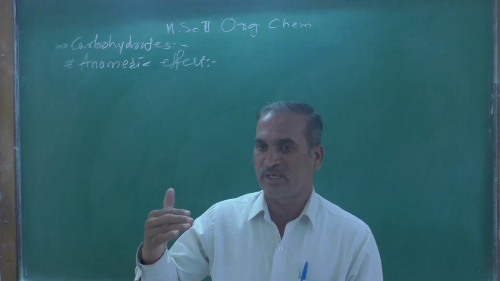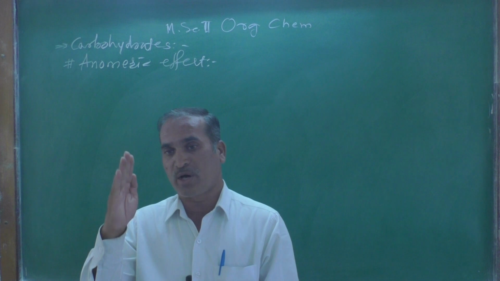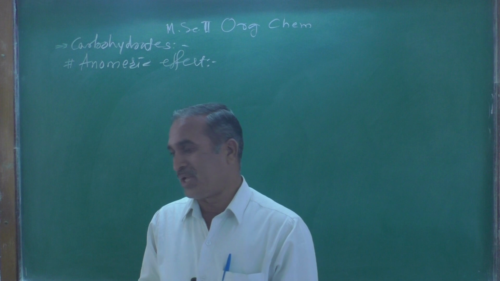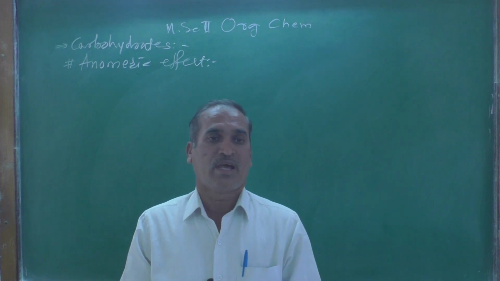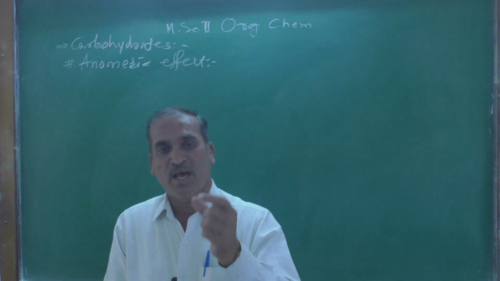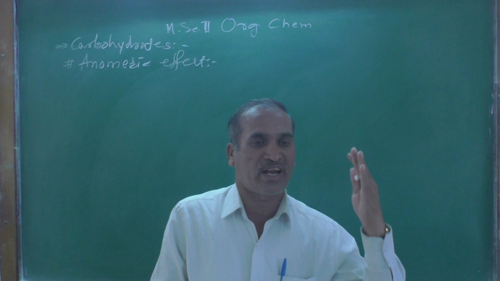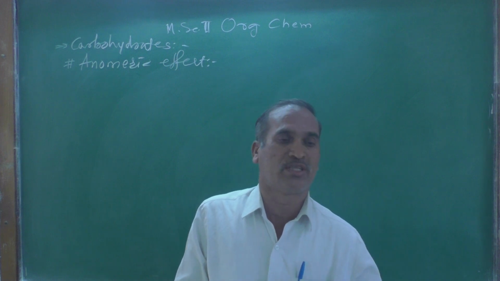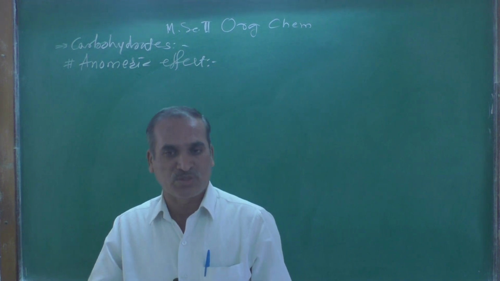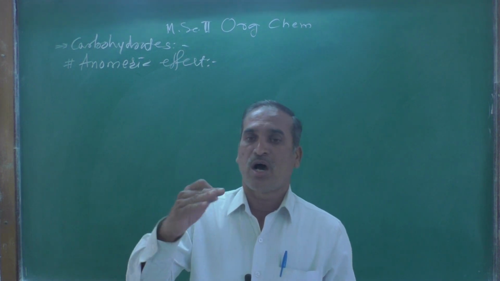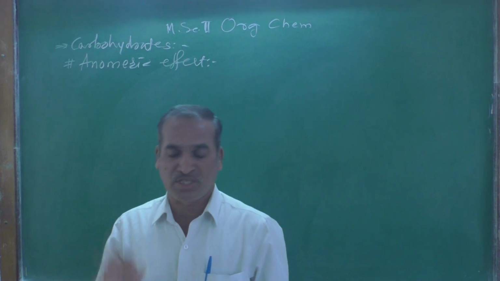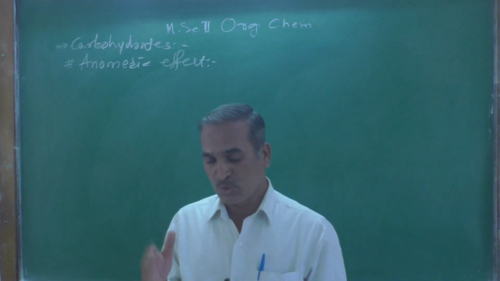Let me clarify the point here. Those hydroxy groups lying on the right hand side go below the plane, from the alpha side, and those hydroxyl groups lying on the left hand side are shown above the plane in the Haworth projection formula. So these are the rules we know.